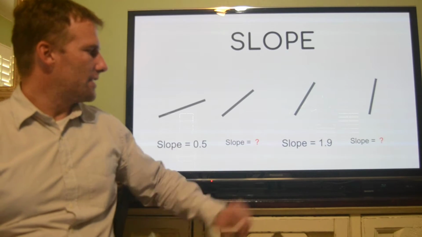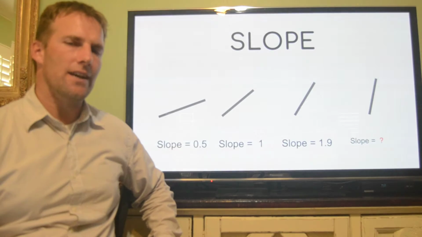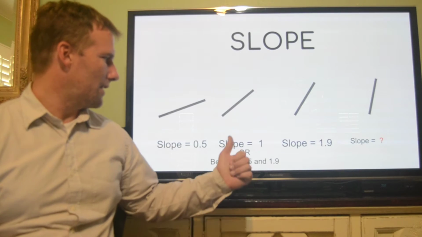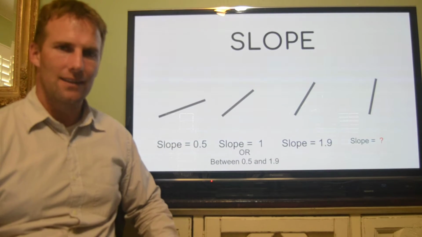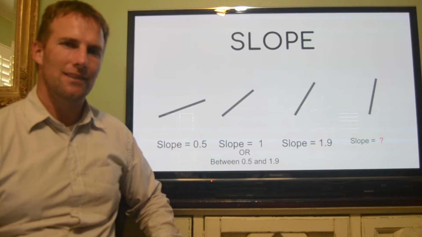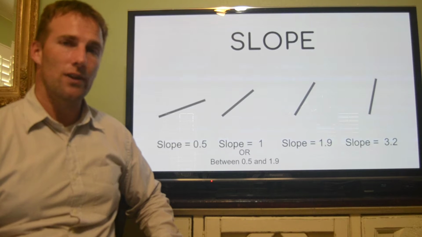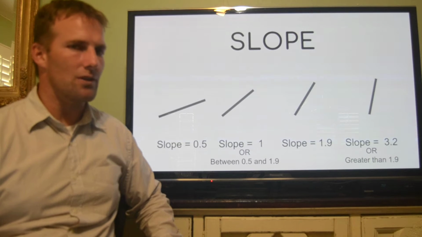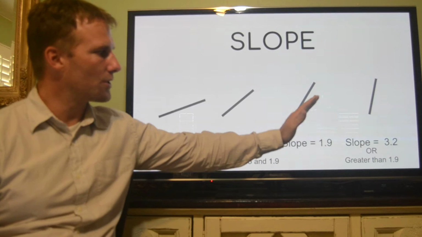So the slope of this line is actually 1. But remember, I only asked you to estimate. And so when you got your estimate, if it was between 0.5 and 1.9, you're on the right track. What about that line over there? What did you estimate? The answer is 3.2. But since you only had to estimate, if you picked any number that was bigger than 1.9, you would be right, because it is simply more steep than 1.9.